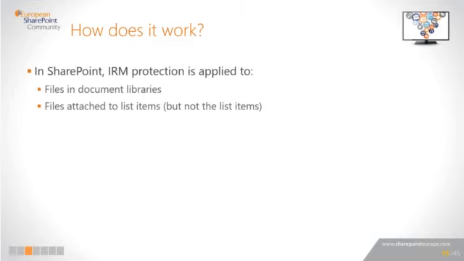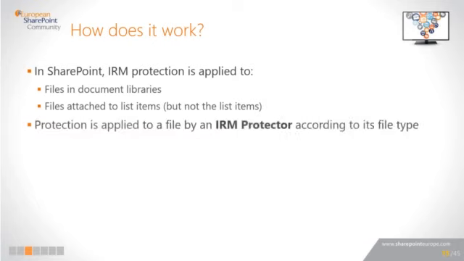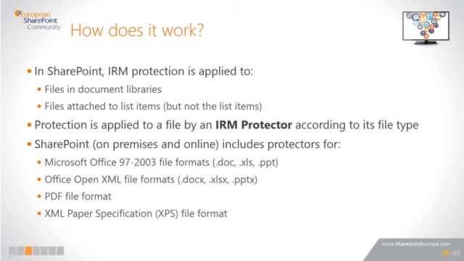In SharePoint, IRM protection is applied to files stored in document libraries and to files attached to list items. You cannot protect list items themselves with IRM. Protection is applied by a component called IRM Protector according to the file type. This means you need to have an IRM Protector installed for each of the file types you want to protect. Out of the box, SharePoint includes protectors for Office file formats, Office OpenXML formats, PDF, and XPS.